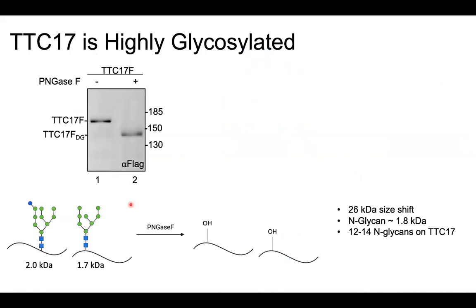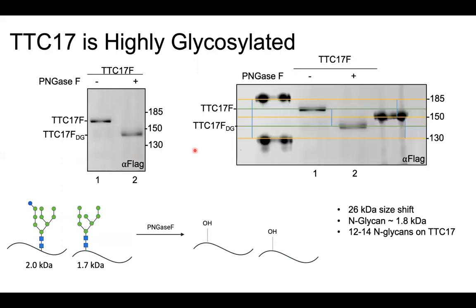TTC17 is highly glycosylated. Using a PNGase F assay, PNGase F is a glycosidase which cuts any N-glycan right at the primary N-acetylglucosamine. And as we see, there is a large size shift here between the wild-type TTC17 and the deglycosylated TTC17. Using different pre-stained ladders as standards, we were able to create a function determining the size shift due to gel mobility, and there's about a 26 kilodalton size shift.